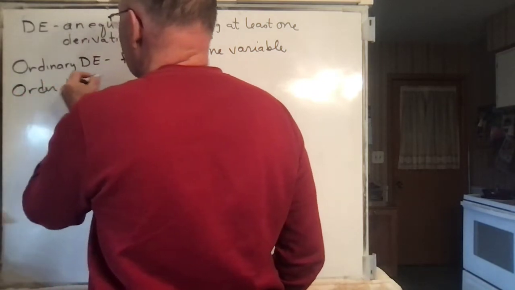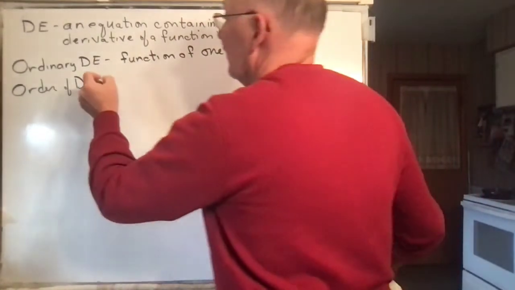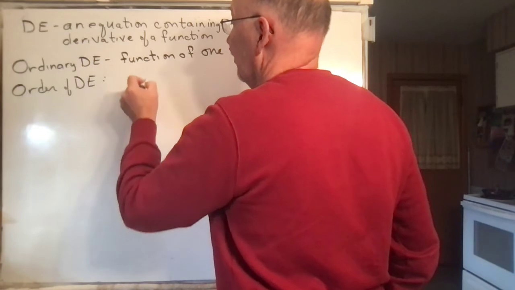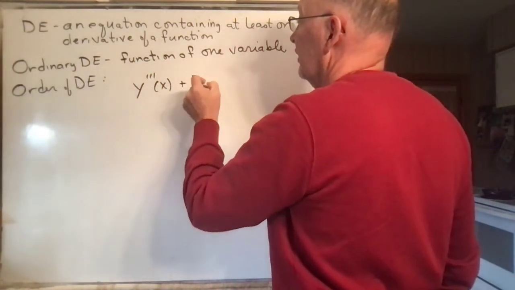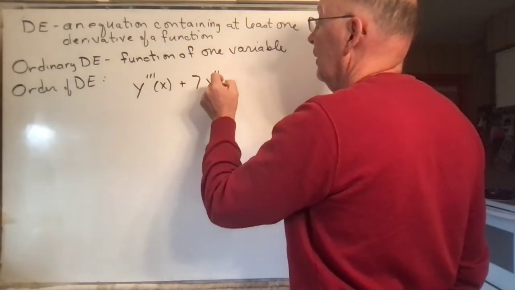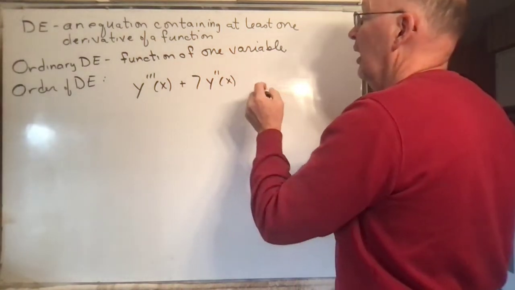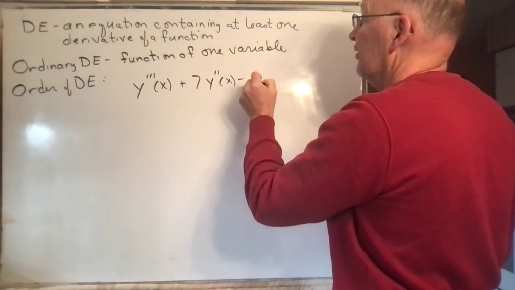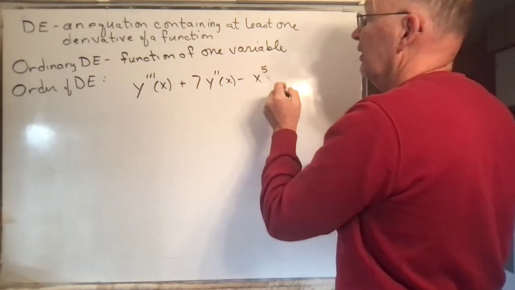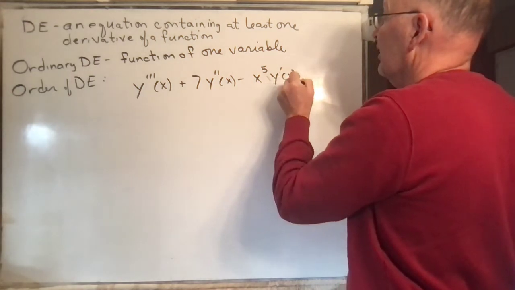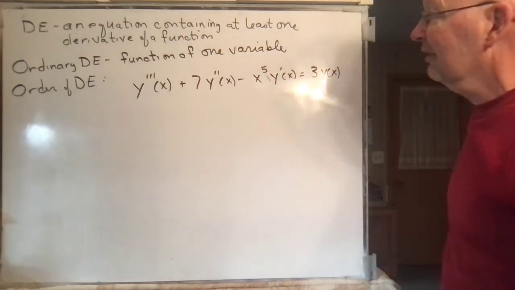The order of a DE is simply the highest derivative that you see. So for example, if I had the third derivative of y plus 7y double prime of x, and you don't have to put these x's in there if you don't want to, minus x to the fifth times y prime of x is equal to 3y of x. Just to have something like that.